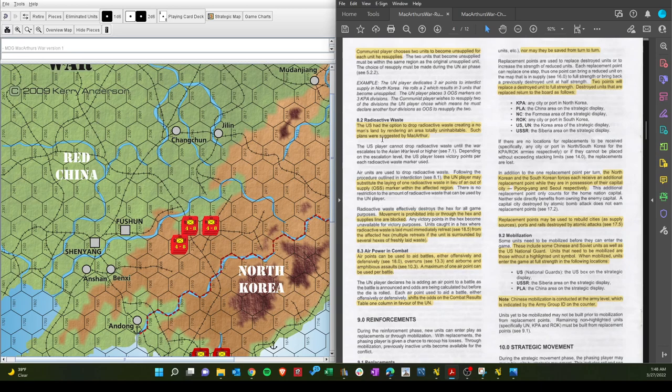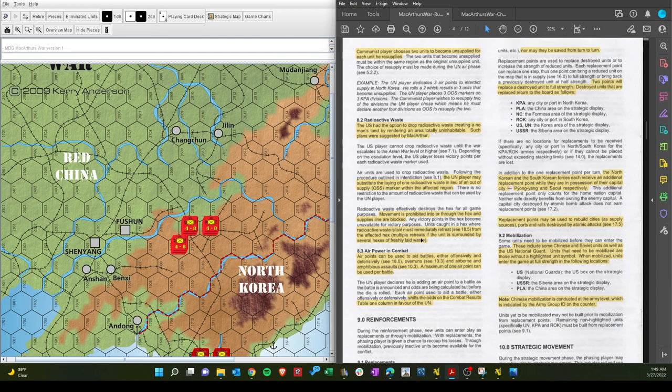This one I found interesting. MacArthur wanted to just start dropping radioactive waste, creating a no man's land. Okay. You can do that, I guess, here. The UN player may substitute, in lieu of an out of supply for interdiction here. And the effect of a radioactive hex is nobody can move into it and supplies can't go through it. And if you drop them on a unit there, they have to retreat.